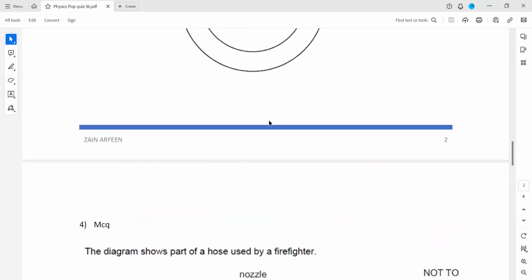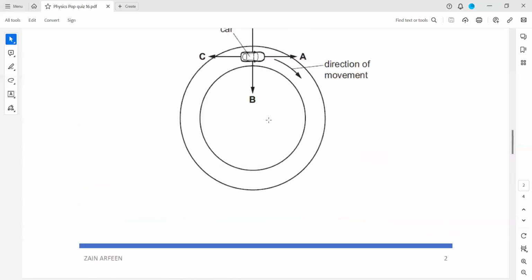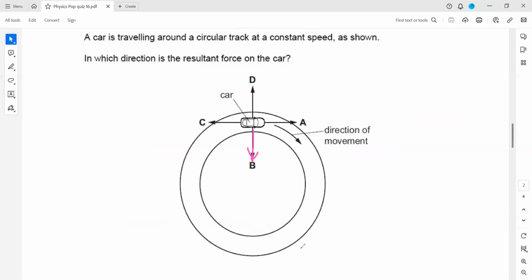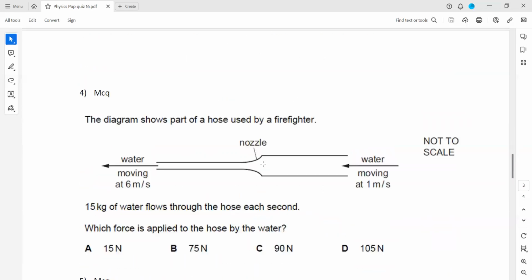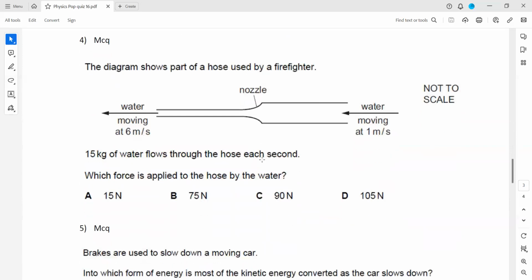In the previous question, as the car was moving in a circular path, there was a frictional force directed towards the center. If it was a moon, or any other planet moving around the sun, then there would be a gravitational force.